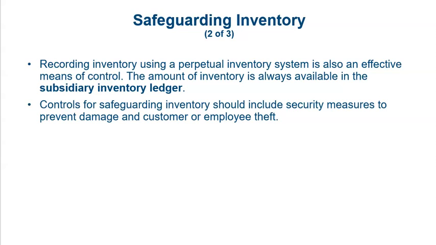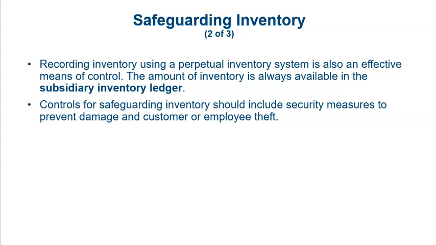All right, remember that we have two types of inventory systems. We have perpetual and periodic. And we learned that perpetual is the one that is going to best safeguard our assets because it's going to always show what we have and what we've sold, so we know how much we should have. So this is considered an effective means of control. The amount of inventory is always available in the subsidiary inventory ledger.